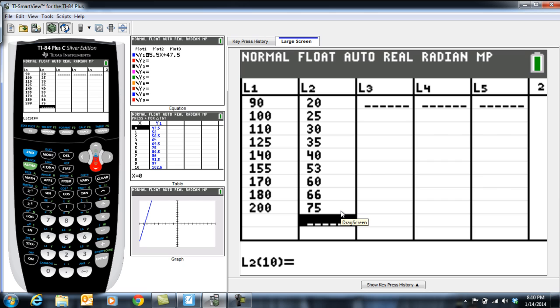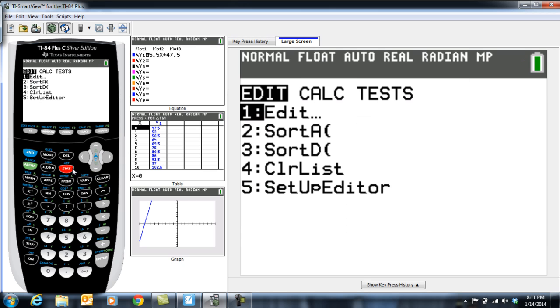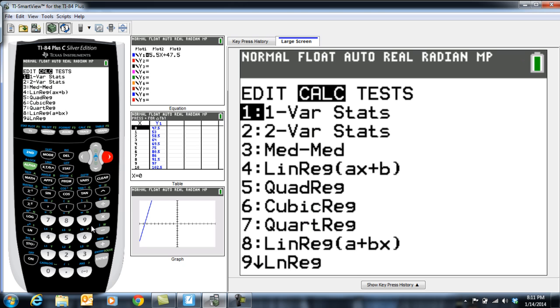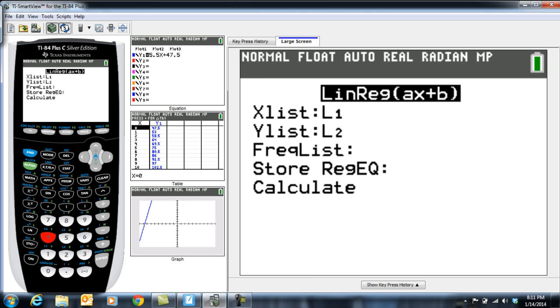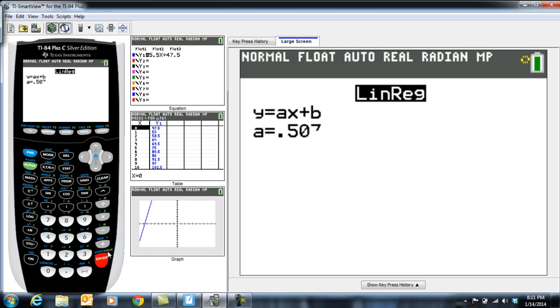So now we got to find the equation. So we're going to go back to stat. After we press stat, now that we have our points in there, we want to go over to calculate again, and we want option 4. We want to go calculate, to do a linear regression. So you go hit enter until you get down and calculate, tell it you want to enter it, and it will give us our equation.